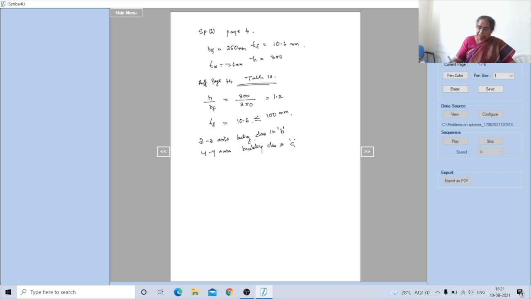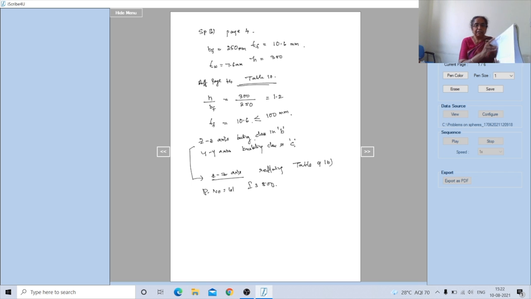Now, first I will consider the ZZ axis, referring to table 9B of page number 41 of IS 800. If you take page number 41, you have the buckling class tables from page 40. There you have 9A for buckling class A, and 9B for buckling class B. You take this table. See, at the left end you have the slenderness ratio KL by R, and horizontally you have the yield stress starting from 200, 210, 220, 234, 240, 250, 260 till 540.